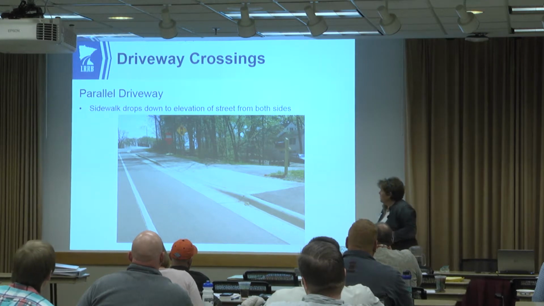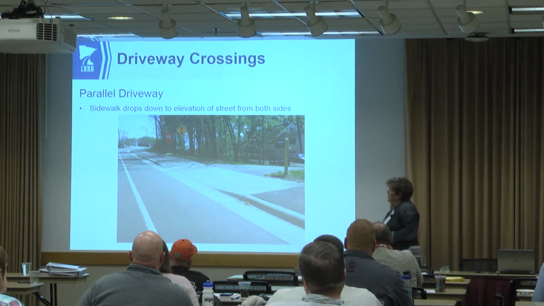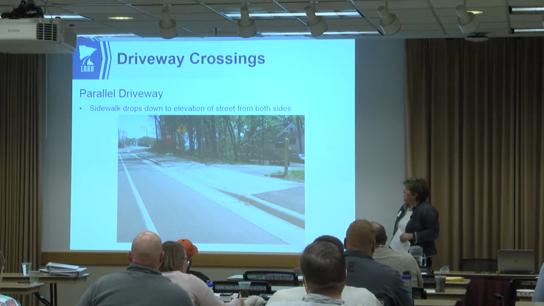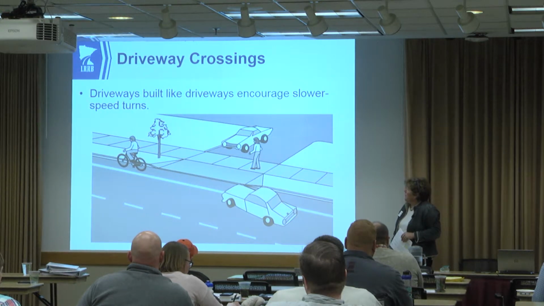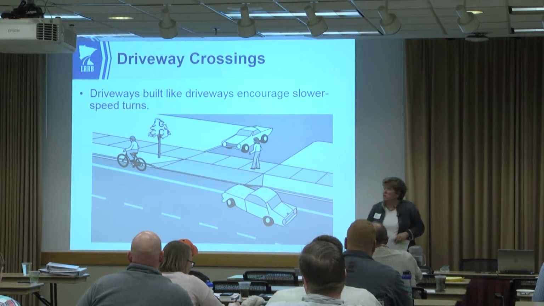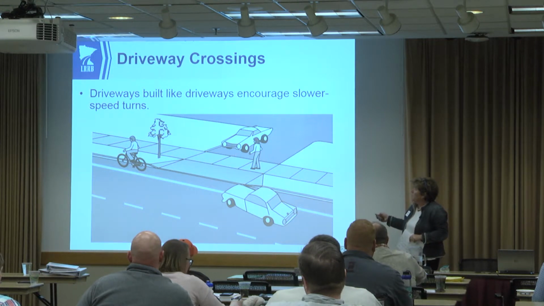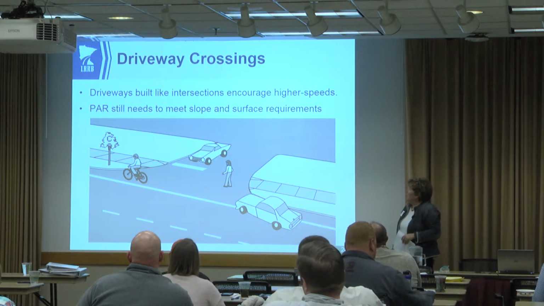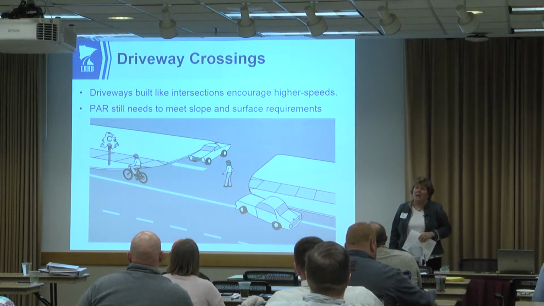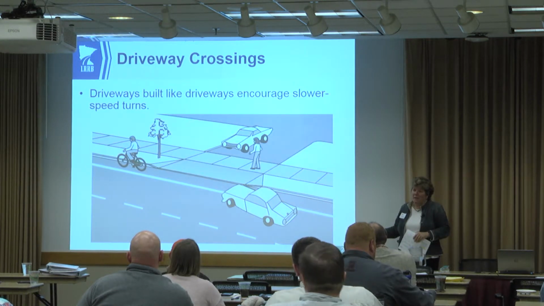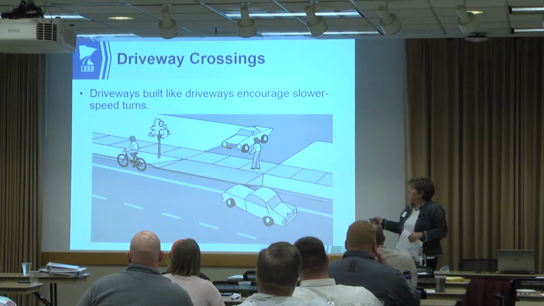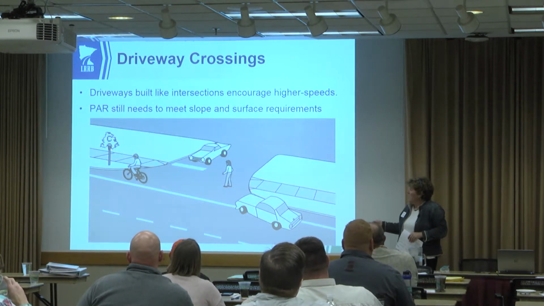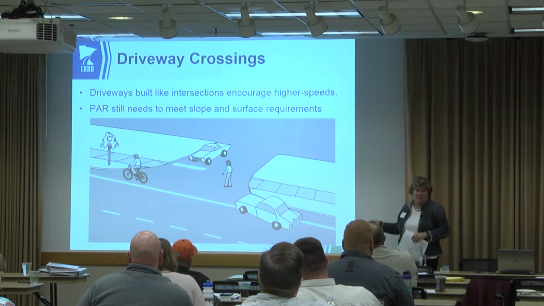So here we see an example. Again, presuming that these grades are less than or equal to 5%, it's an acceptable part of the pedestrian access road. Driveways built like driveways encourage slower speed turns from the cars. Driveways built like roadways encourage less respect for pedestrians and users of the driveway. I mean, that's pretty clear, right? Here it looks like, hey, this is the zone that the pedestrians belong in. Here it looks like, hey, get out of the road. This is where the cars belong. Wouldn't you agree? So this is 100% okay.